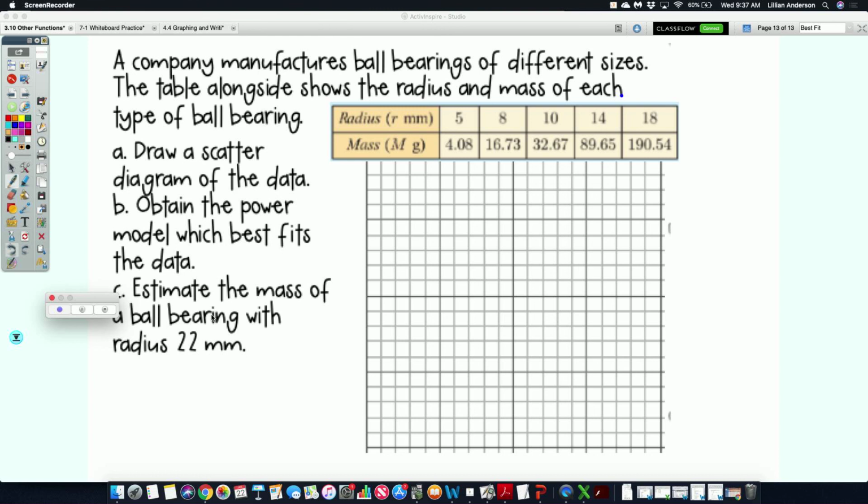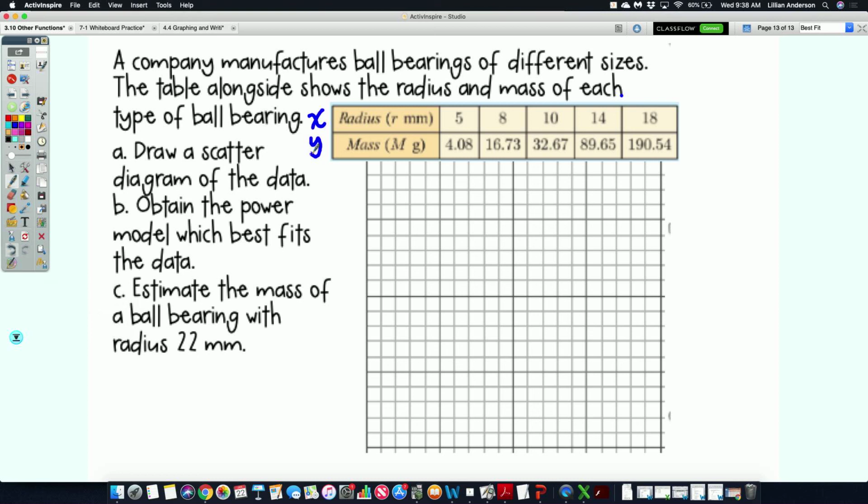So we have to create a scatter diagram of the data. A scatter diagram is nothing but basically you plotting your points on a graph. We aren't given the scale in which to do our data, so we need to create one ourselves. Our horizontal axis is going to represent what? Radius. It's going to represent radius, and our vertical axis is going to represent our mass. Easiest way, whatever they give you first, that's always your independent variable. It's never the other way around. This is always your x and this is always your y, every time.